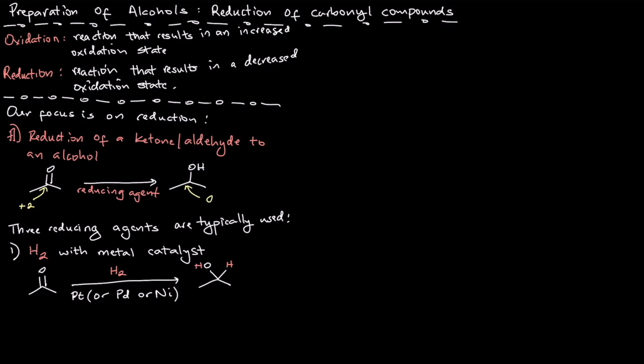So you're going to end up with the alcohol in this case. Note that in this case, you typically have to do this reaction under high temperatures and high pressures. And this reaction is not selective for just ketones and aldehydes. Remember that if you take the same reagents, you would also reduce alkenes and alkynes down to alkanes. So be very careful about that from a synthetic point of view.